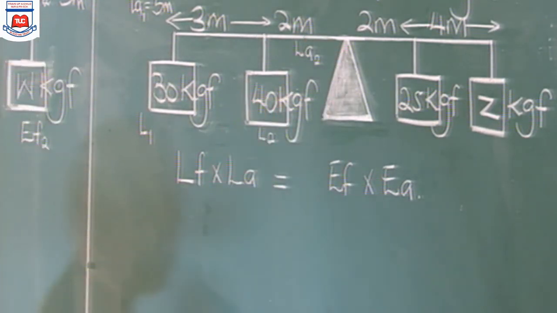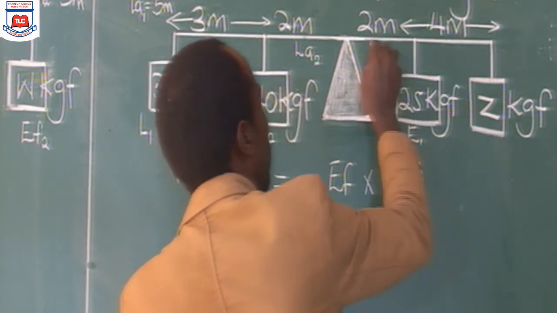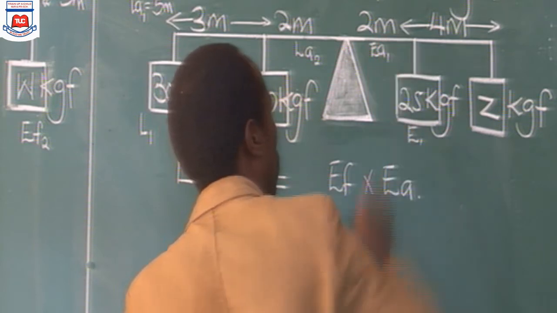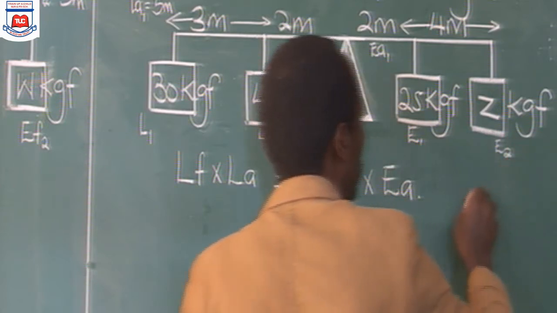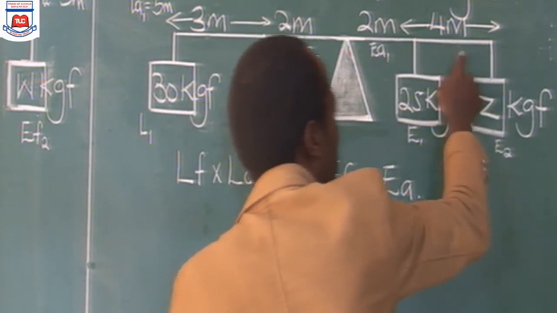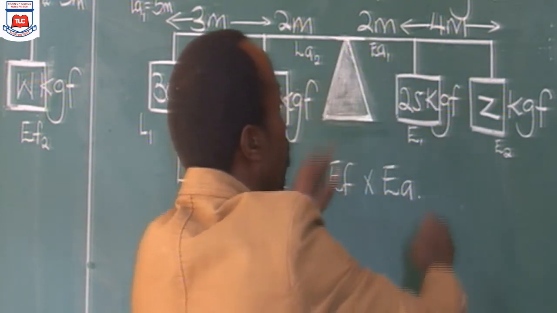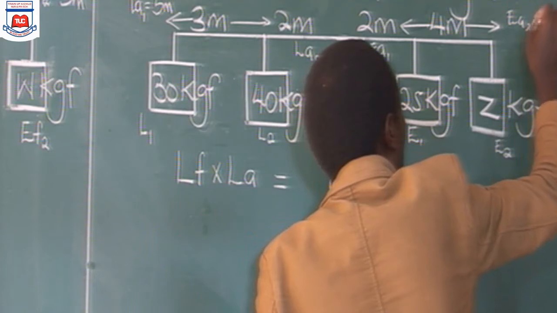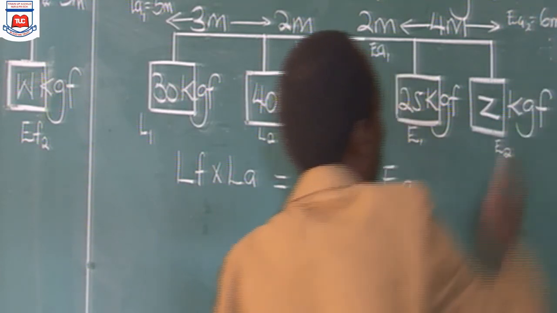Let's go to the side of effort. We shall have effort force 1 here. Its distance from the pivot is also effort arm 1. Let's look at effort force 2. Its distance from the pivot, remember to add the 2. That is 4 plus 2, giving us 6. So effort arm 2 here, in this case, will be 6 meters.